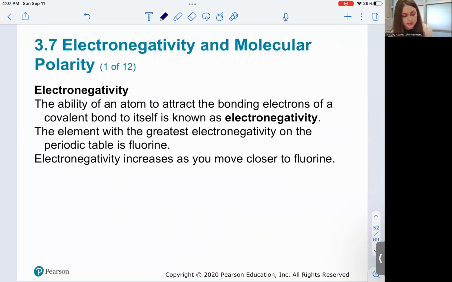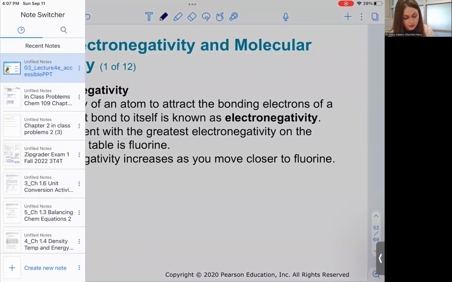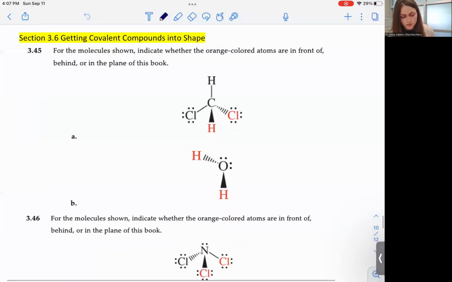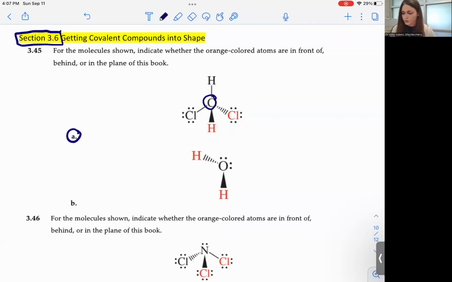All right, and then we're going to get into electronegativity last. So we're almost through with chapter 3. I know chapter 3 goes super quick. So let's work some of these problems. Section 3.6. All right, we've got a carbon. All right, so let's see what we've got here. We've got the central atom, that's carbon. All right, so what are we going to do?